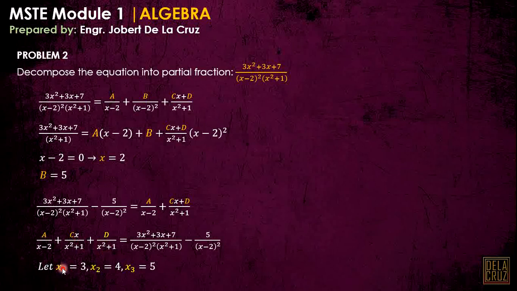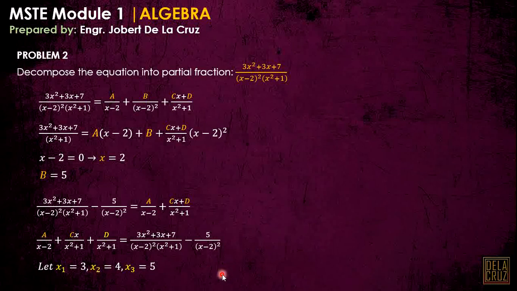We can no longer let x equal 2, because if we let x equal 2, this one will be 0, and this term will become undefined. So that is not allowed. What we avoid here is making any term undefined. Since 3, 4, 5 do not make these terms undefined, we will use them. 3, 4, 5 is easier. It can be 10, 11, 12. It's up to you.